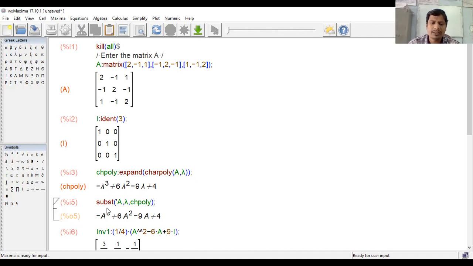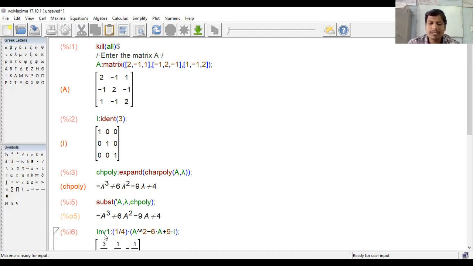Okay, next go to subst, means substitution. That is the SUBST, substitution of then A comma lambda comma, that is the characteristic polynomial. That is replacing lambda by A. That is minus A cube plus 6A square minus 9A plus 4. Okay, next go to A. We finally find the inverse of A.